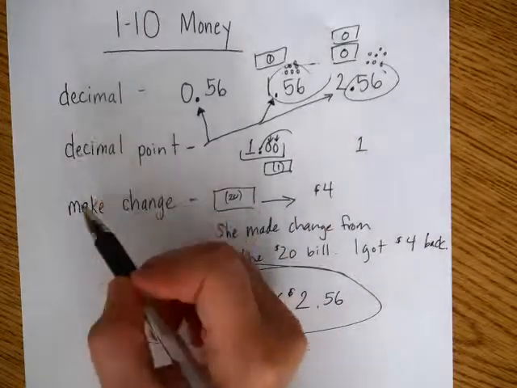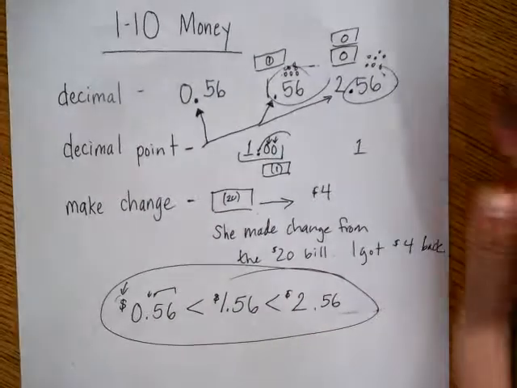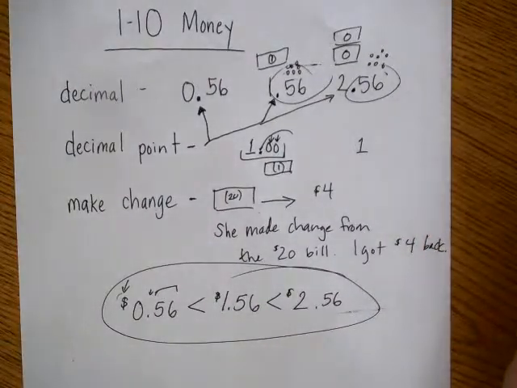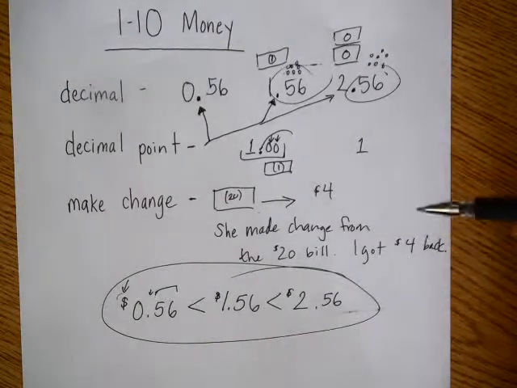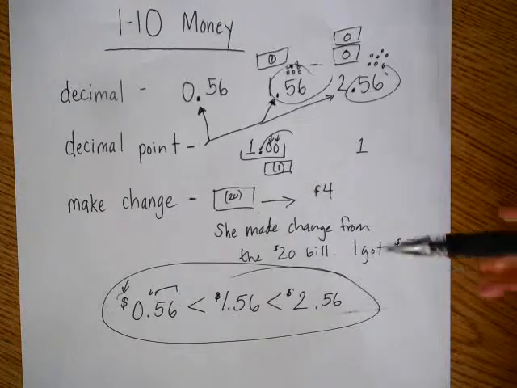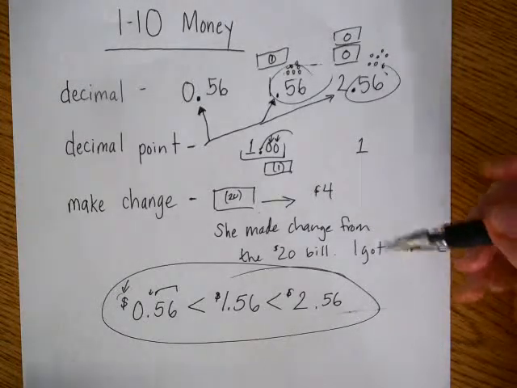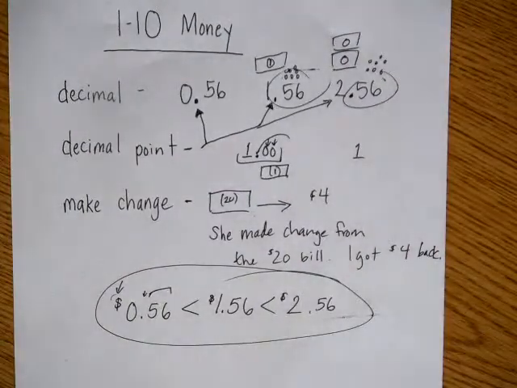Also, use this language. Use decimal point, use the language making change. Especially today, we use a lot of credit cards and debit cards. Some of us don't even carry a whole lot of cash anymore. Some of us don't have a whole lot of cash to carry. But you don't need a lot of cash. If you just have a little bit of cash, you can do this. So this is lesson 110, money, the parent help video for grade 3 Everyday Math.